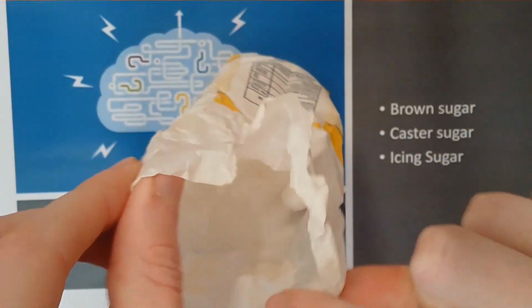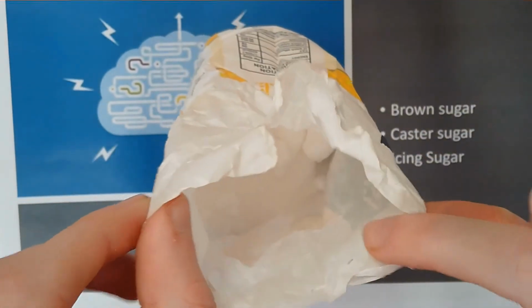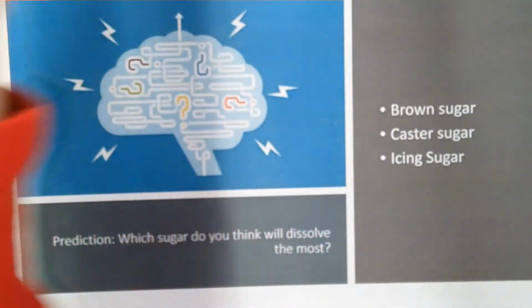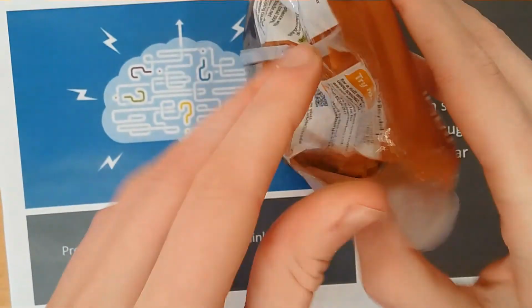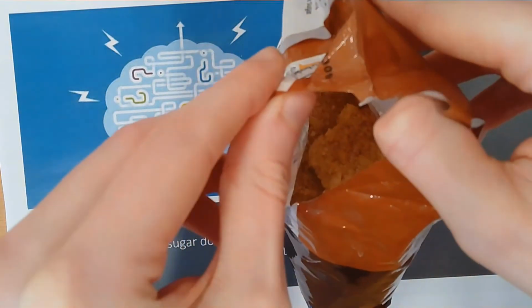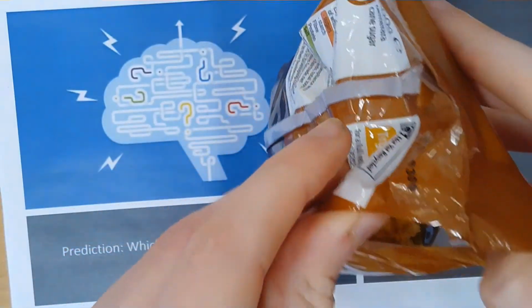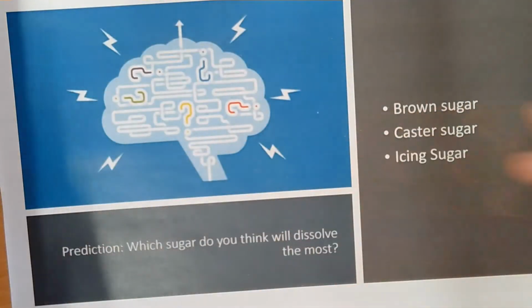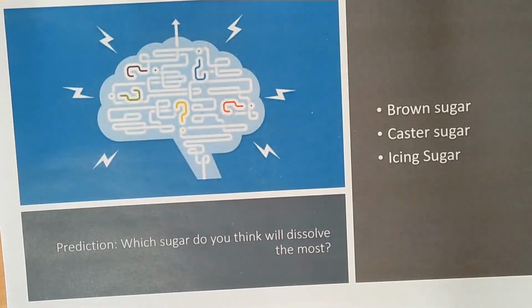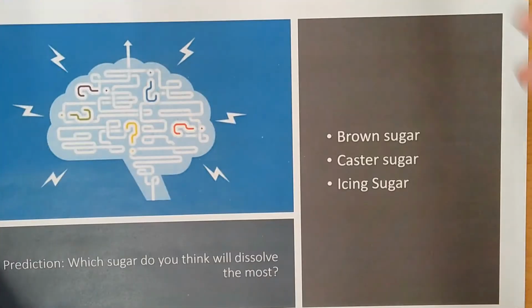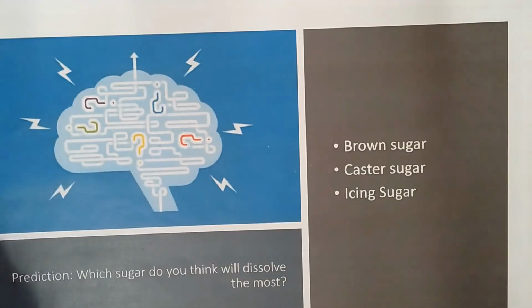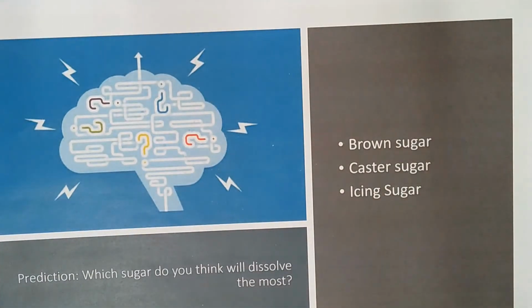I have my caster sugar, which we've experimented with before. And you can see the grains are there, and it is less dense than the icing sugar. Finally, I have my brown sugar, and you can clearly see the grains inside of there. They're quite large, they're quite thick. So you may have different sugars at home. If you do, then you can do your prediction based on that. If you don't, you can do your prediction based on mine.